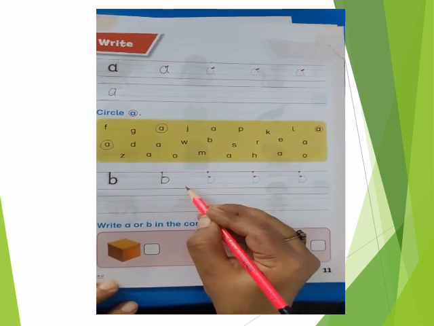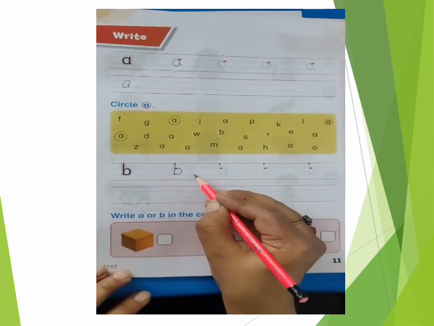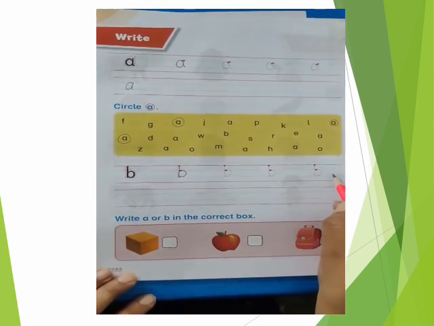As you know, this is the sky letter we have learned earlier. It is a sky letter, or it comes in the three lines. Then complete the whole line.